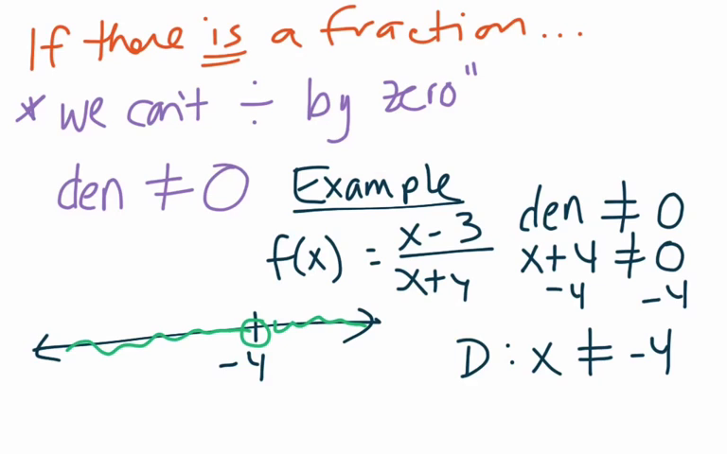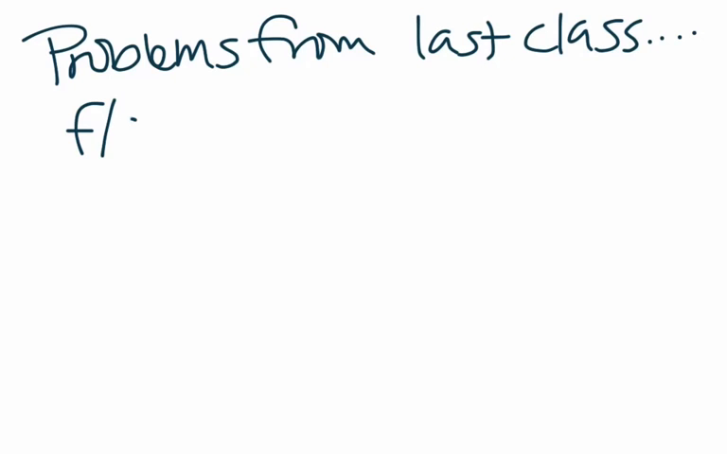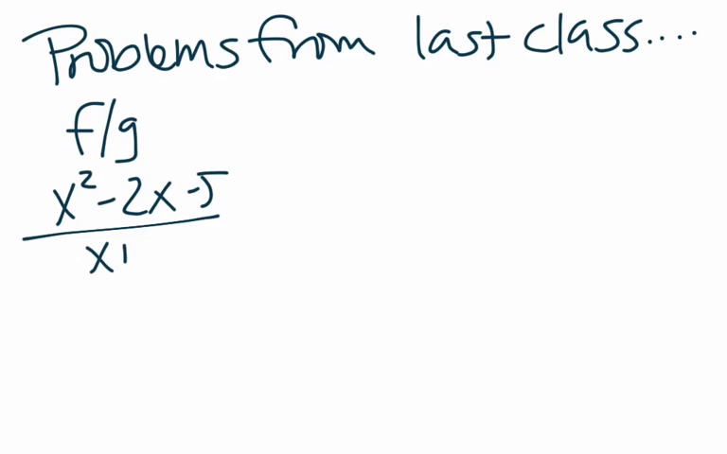So let's go back to our problems from last class. If you flip back in your notes, which hopefully you have some notes, these are problems from last class, where you would be asked, what is the domain? One of them was f over g of x, and we had x squared minus 2x minus 5 over x plus 2. And so if you were asked, what is the domain?